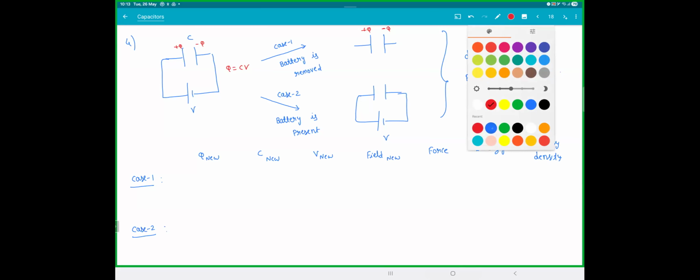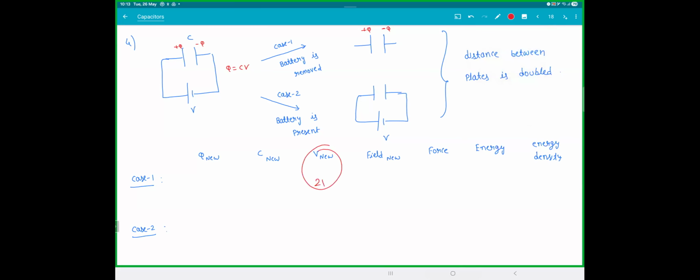If initially voltage is V, what is the new voltage? It will be double. If initially field was E, now what happens? It becomes half. Initially force was same, now it is also same. So I just wanted the ratio basically. Compare initial and final. Take a minute, think about case 1. If you're still confused, I'll show you case 1. I'll give you time for case 2.